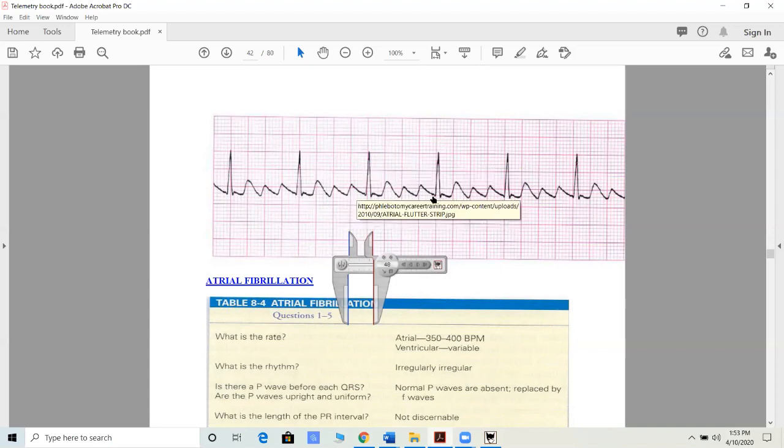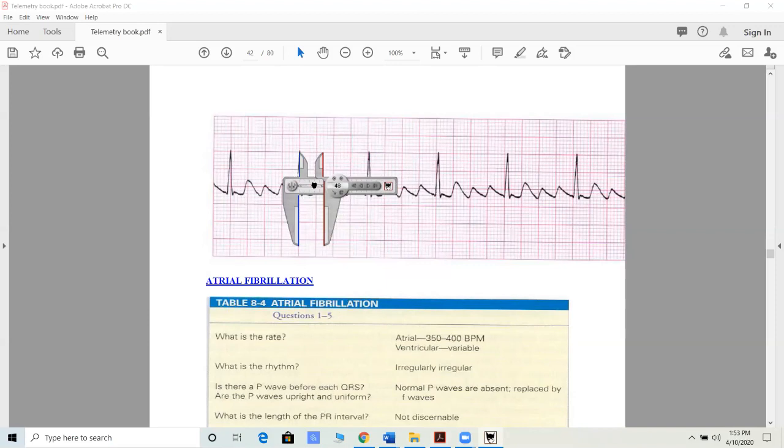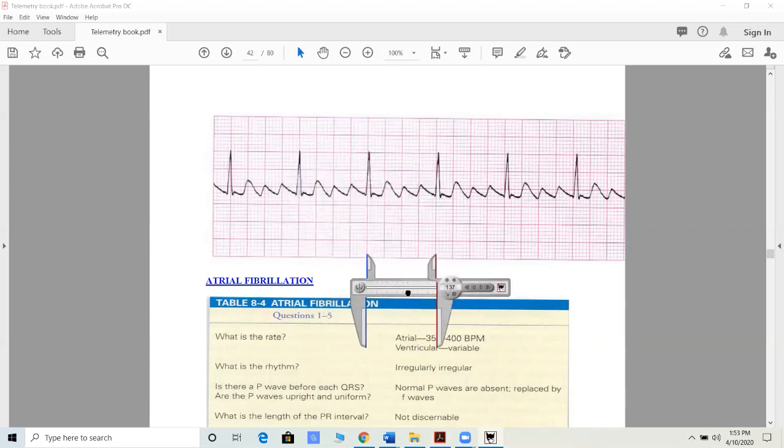Now, the atrial rhythm here is actually regular, but it's extraordinarily fast, whereas the ventricular rhythm, I'm supposing, is probably normal. Let's go from here to here and see. All right, let's go ahead and count our ventricular rhythm. Okay. And what do we have?